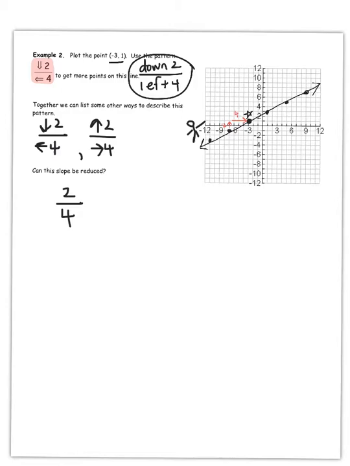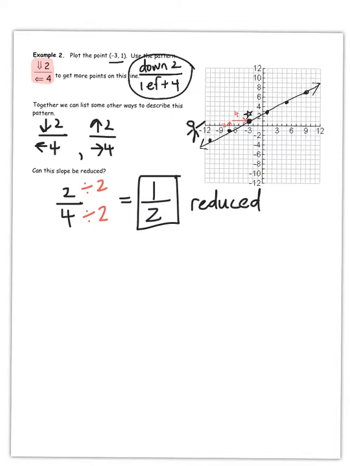Now the next question says, can this slope be reduced? That's just thinking about this fraction in general. Can we reduce this fraction? We can. To reduce a fraction, you see if the numerator and the denominator can both be divided by the same number. They can both be divided by 2 in this case. They have a common factor. So if we divide the numerator and denominator by 2, we get 1 over 2. Our reduced slope is 1/2.